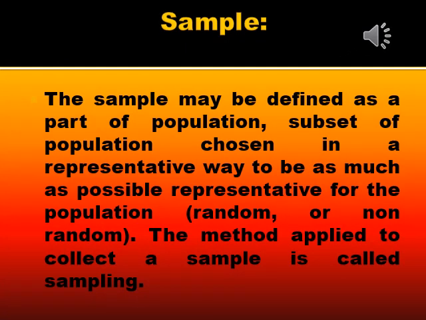We cannot consider all the population to study them, so you are going to take a sample of them, or part of them, or a subset of them. This is called a sample. The sample may be defined as a part of the population, a subset of the population, chosen in a representative way to be as representative as possible of the population, whether chosen by random or non-random methods, which we are going to describe in full detail in the next lecture. The method applied to collect a sample is called sampling.